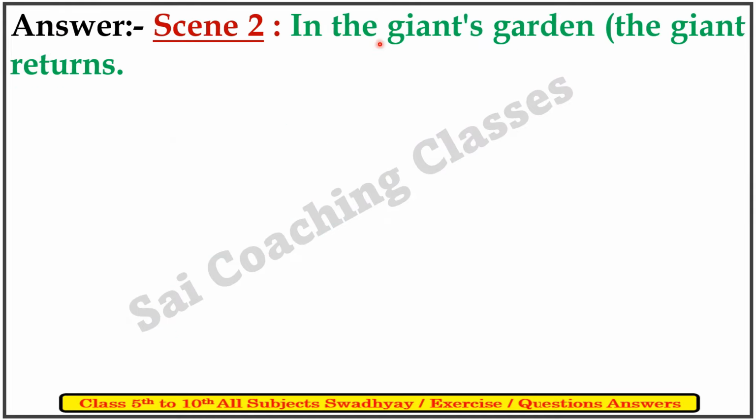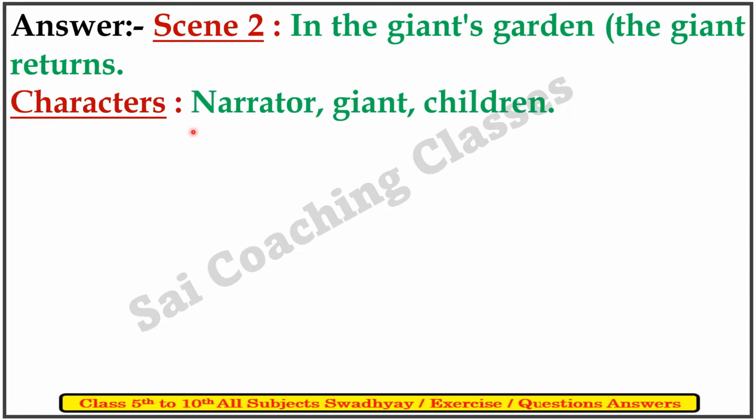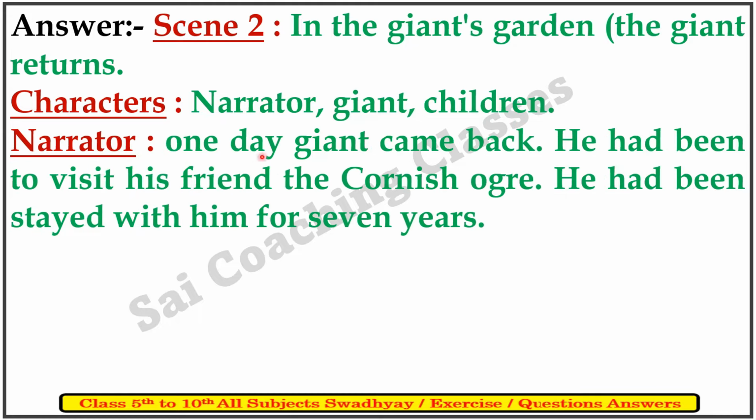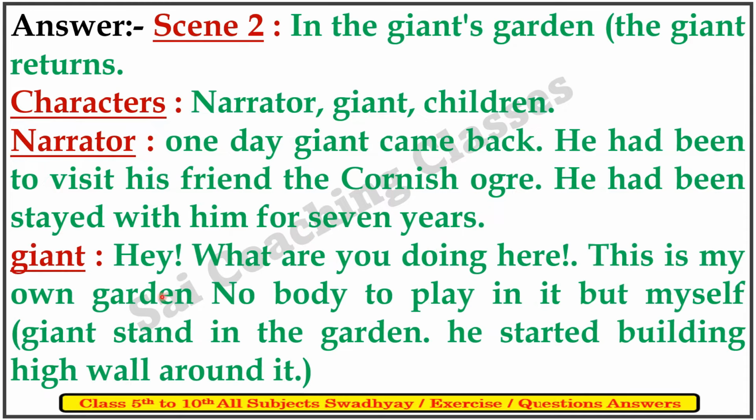Answer: Scene 2, in the giant's garden, the giant returns. Characters: narrator, giant and children. Narrator: One day, the giant came back. He had been to visit his friend, the Cornish ogre. He had stayed with him for 7 years. Giant: Hey, what are you doing here? This is my own garden. Nobody is to play in it but myself. The giant stood in the garden. He started building a high wall around it.